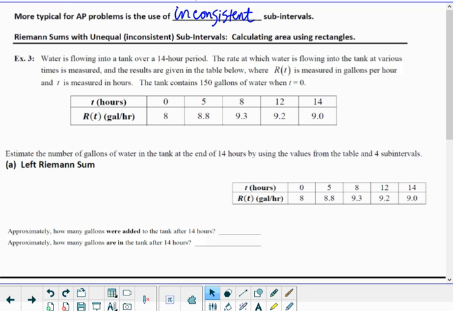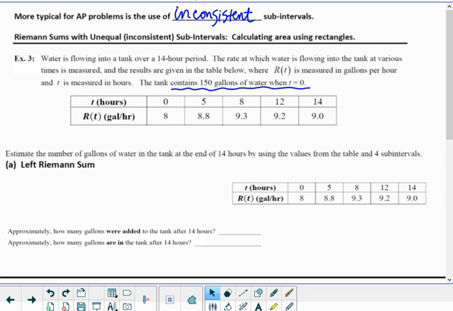Water's flowing into a tank over a 14-hour period. I can see that 14-hour period, 0 to 14. The rate at which the water is flowing into the tank at various times is measured, and the results are given in the table below. R of t is measured in gallons per hour. So R of t is a rate. Even though it doesn't say R prime, it is a derivative, isn't it? It is a derivative function, just named R of t. The tank contains 150 gallons at time 0. That'll become important, I'm sure.